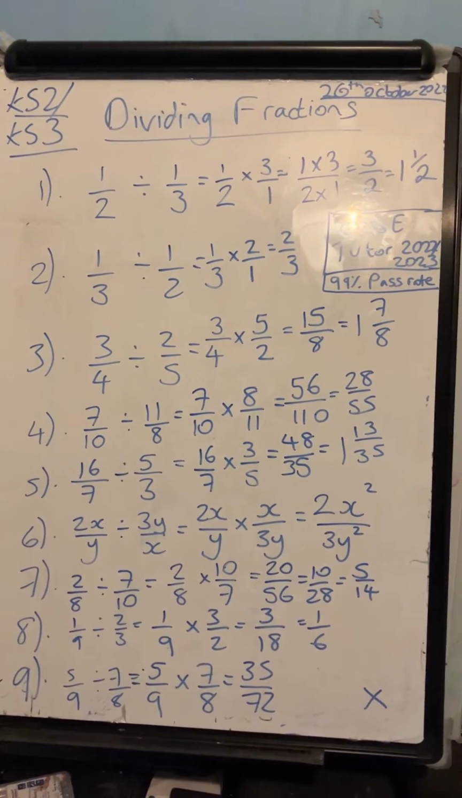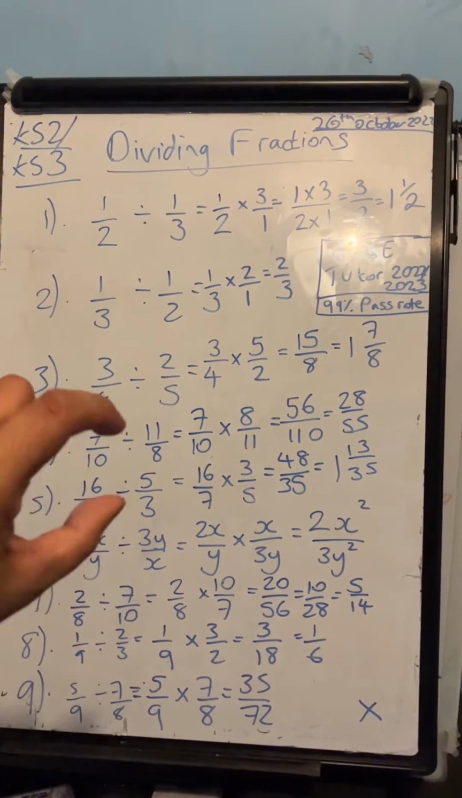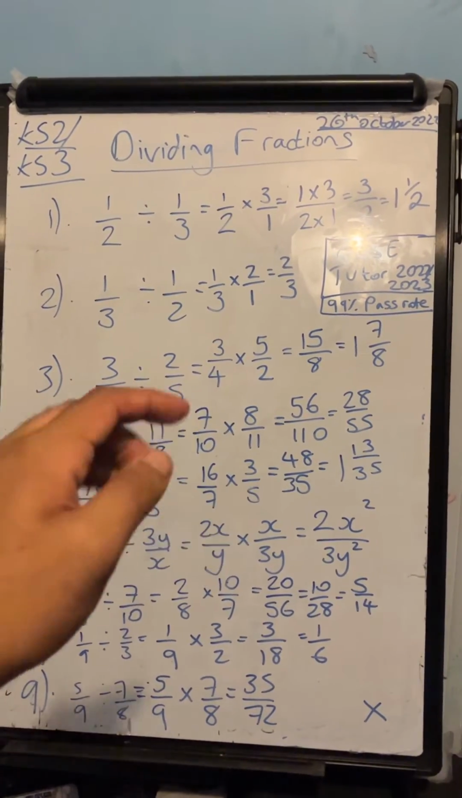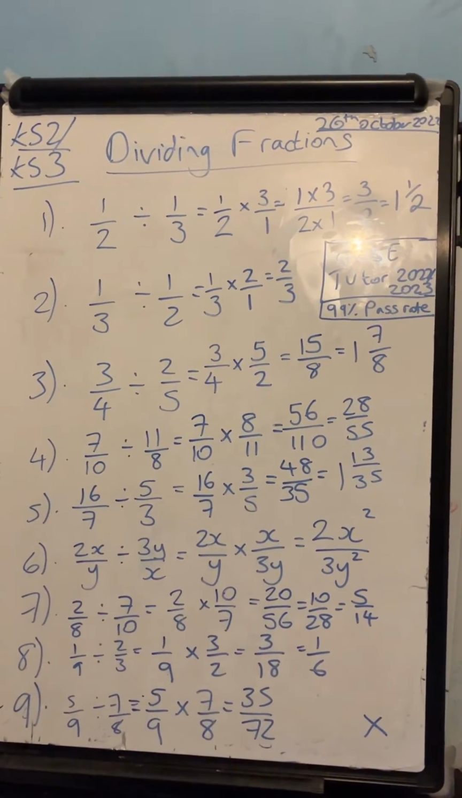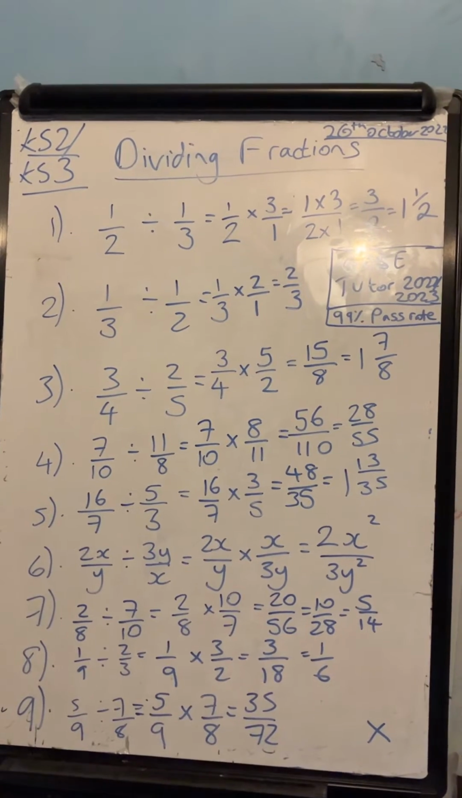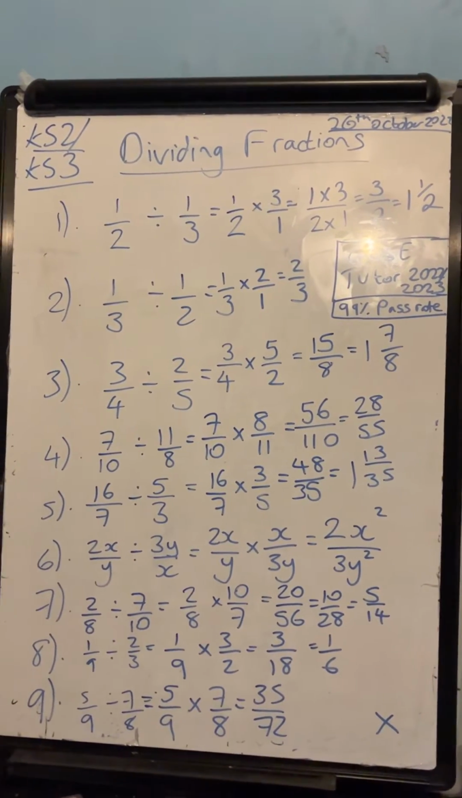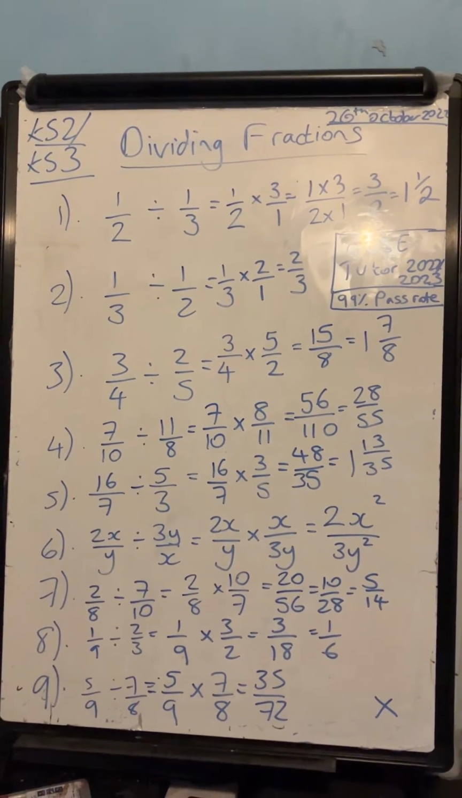Question number 5, 16/7 divided by 5/3. Well, I have 16/7 times the inverse, so the reciprocal of 5/3, which is 3/5. 16 times 3 is 48, and 7 times 5 is 35, which is 1 13/35.